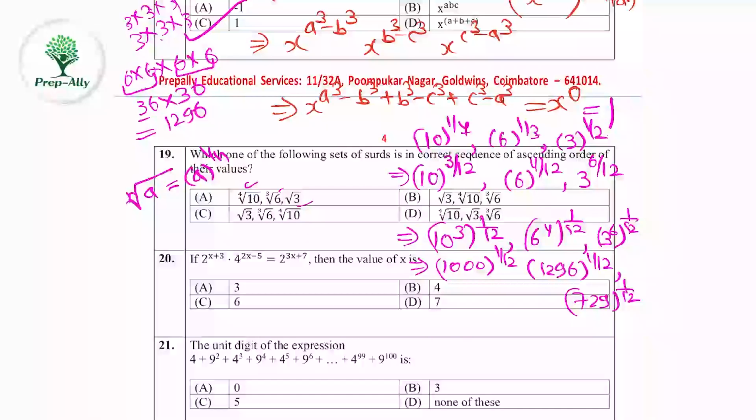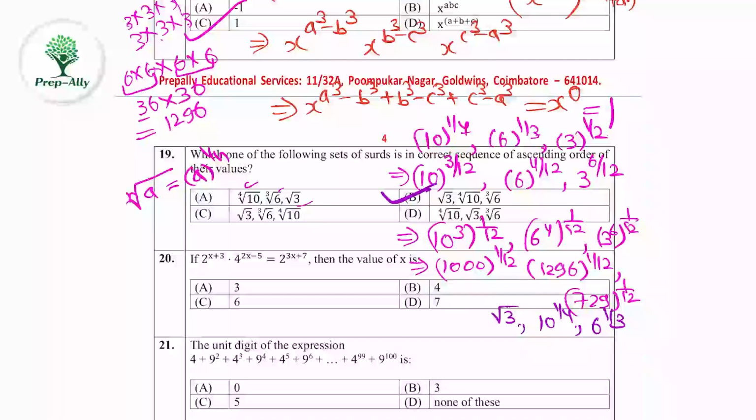Why are we writing it this way? Because raising to the power 1 by 12 means we have to find the 12th root of the given number. The numbers are positive, so if the number is lower, then its 12th root is also smaller, and if the number is higher, then its 12th root is also higher. So 729 is related to 3 raised to power 1 by 2, which is the smallest value. In ascending order, first square root of 3, after that 1000, so 10 raised to power 1 by 4, then 6 raised to power 1 by 3, which is option B, the correct one.